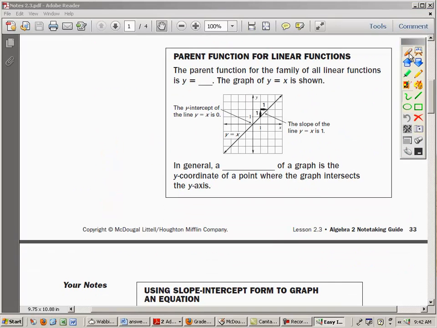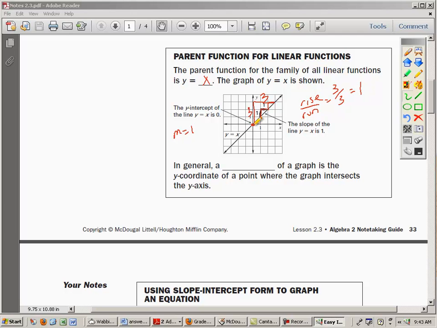So the parent function of the family of linear functions is simply y equal x. The graph of the line y equal x is shown. And so again, the line y equal x has a slope of 1. So that means my ratio of rise over run is up 1 over 1. Another way we could do it is we could say up 1, 2, 3 over 3. And again, if my rise and run ratio is 3 to 3, that's the same thing as 1.